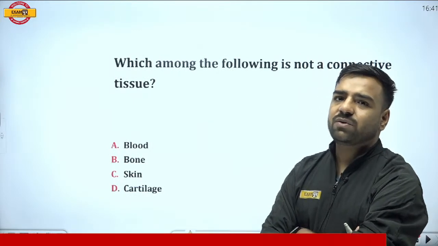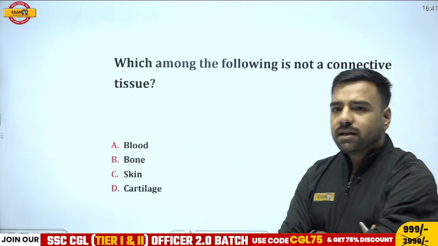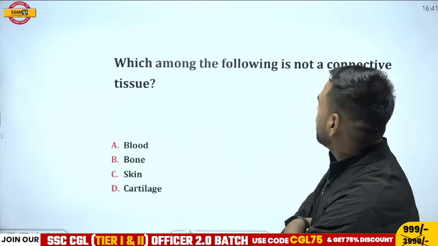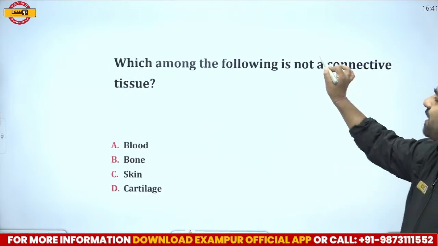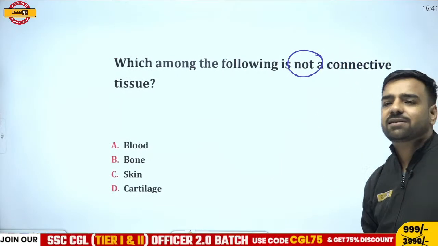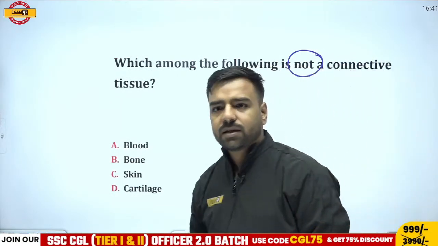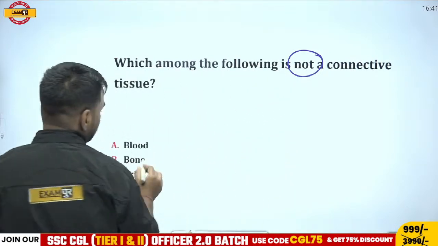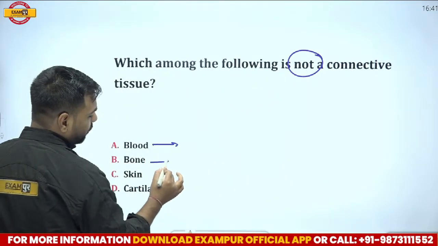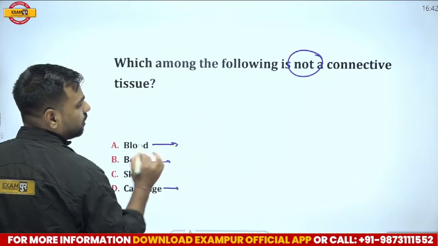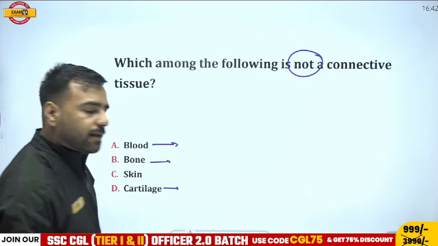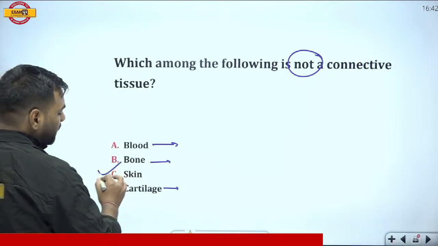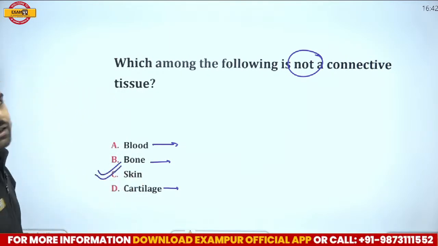So yes, Jarsha is the one who has given the answer D, cartilage. Remember Jarsha, when we are talking about connective tissue, it's good that you have seen this part. Otherwise, the maximum of the candidates directly say blood would be the answer. See, blood, bone and cartilage are all tissues, and that too connective tissue. Here, skin is going to be the correct answer, where skin is not a connective tissue.